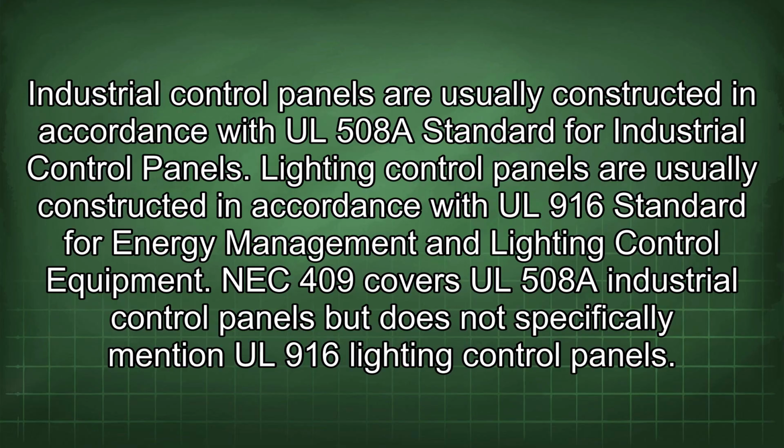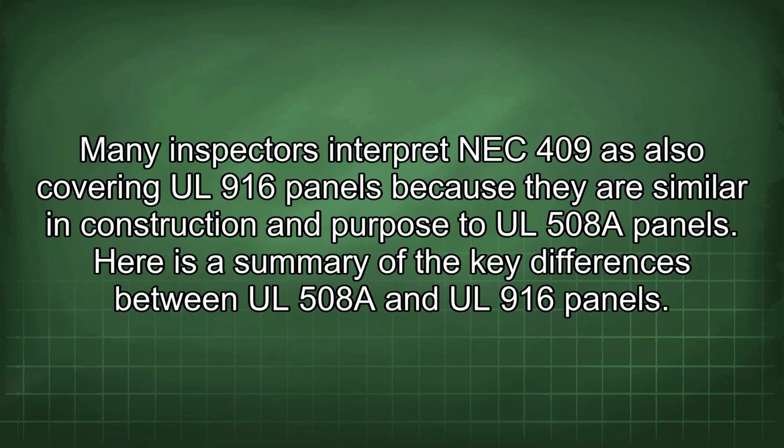Lighting control panels are usually constructed in accordance with UL 916, the standard for energy management and lighting control equipment. NEC 409 covers UL 508 industrial control panels but does not specifically mention UL 916 lighting control panels. Many inspectors interpret NEC 409 as also covering UL 916 panels because they are similar in construction and purpose to UL 508 panels. Here is a summary of the key differences between UL 508 and UL 916 panels.